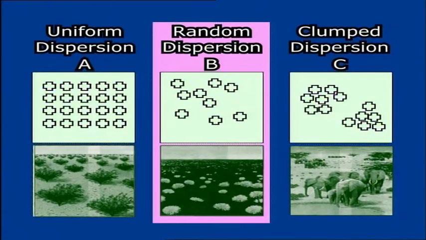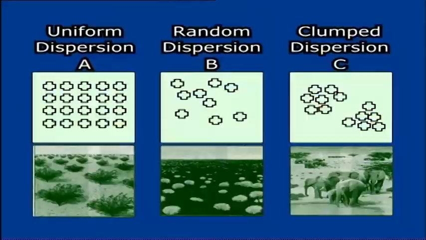B is the pattern of random dispersion. In this type of dispersion, the position of each individual is independent of the others and spacing is unpredictable. Random dispersion occurs in the absence of strong attraction or repulsion among individuals in a population, or when key physical or chemical factors are relatively homogeneously distributed. For example, plants may grow where wind-blown seeds land. This is also relatively rare in nature.